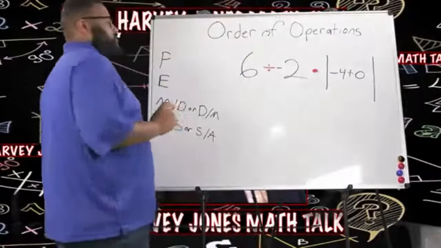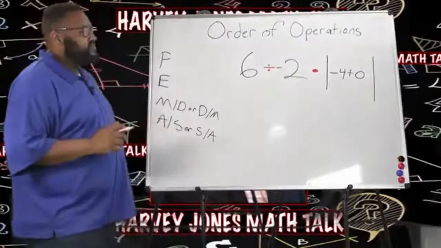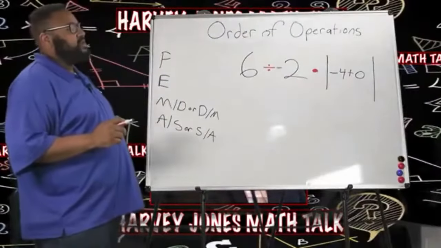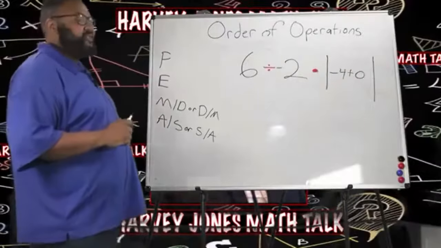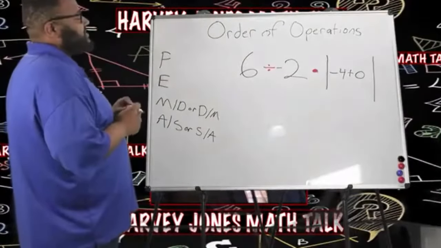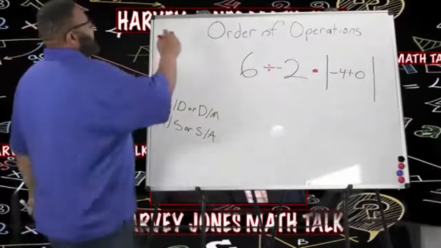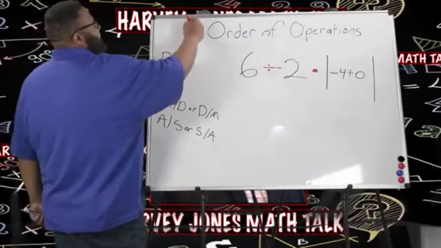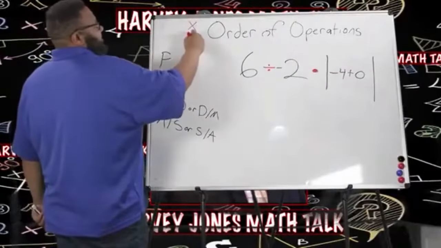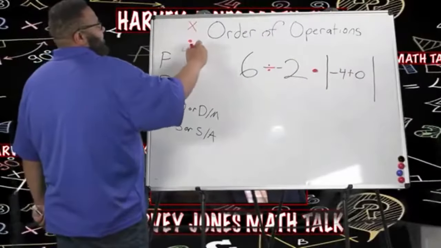Six divided by negative 2 times the absolute value of negative 4 plus 0. Now, check this out, folks. Ooh, I love math, folks. Check this out. When I multiply, it can look like that. It can look like this. It can look like this.